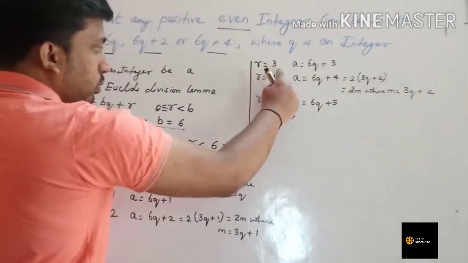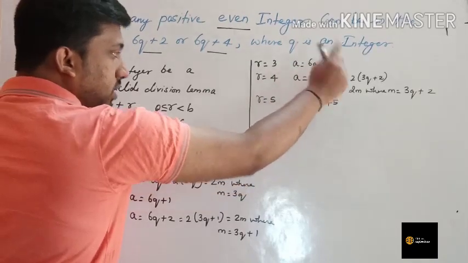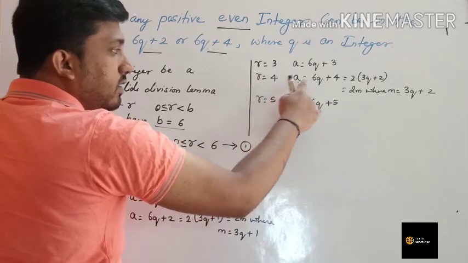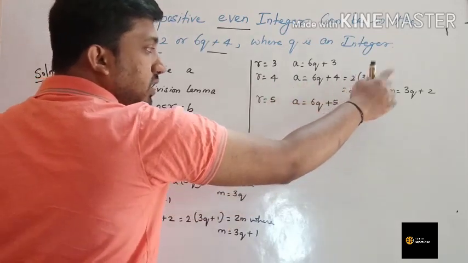Here also r is equal to 3, so a is equal to 6q plus 3. Here we cannot take 2 as common. Here r is equal to 4 and a is equal to 6q plus 4, that is 2 into 3q plus 2.